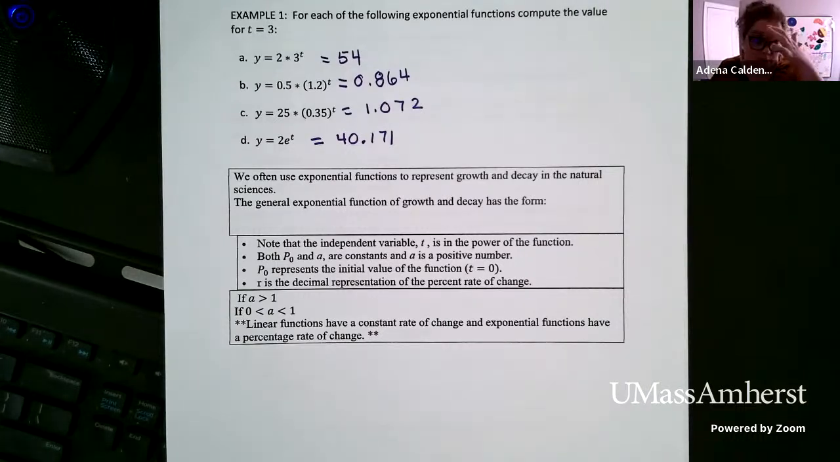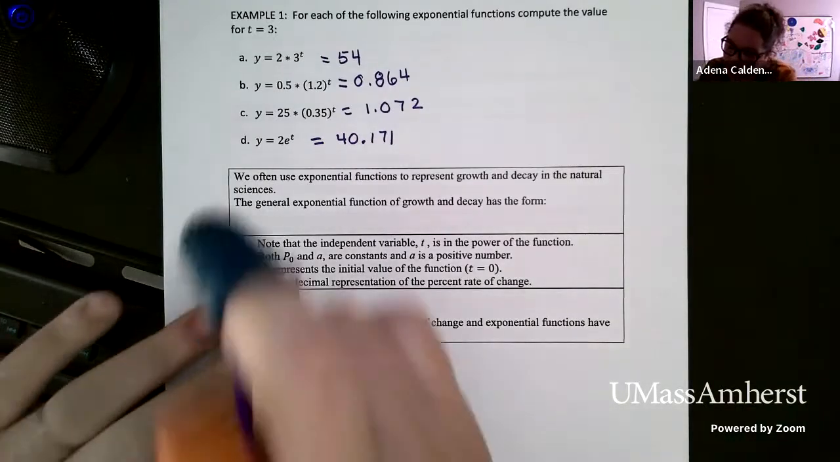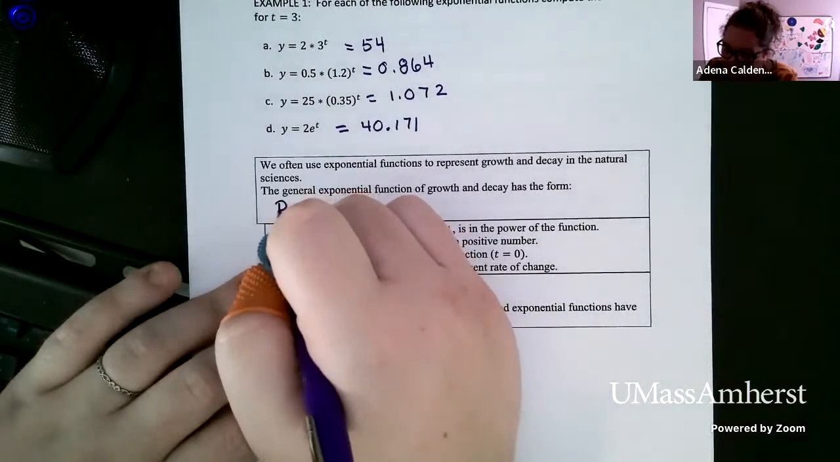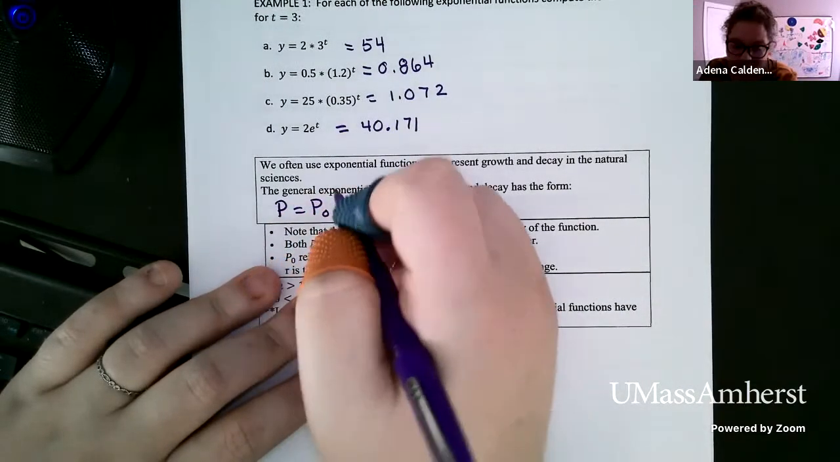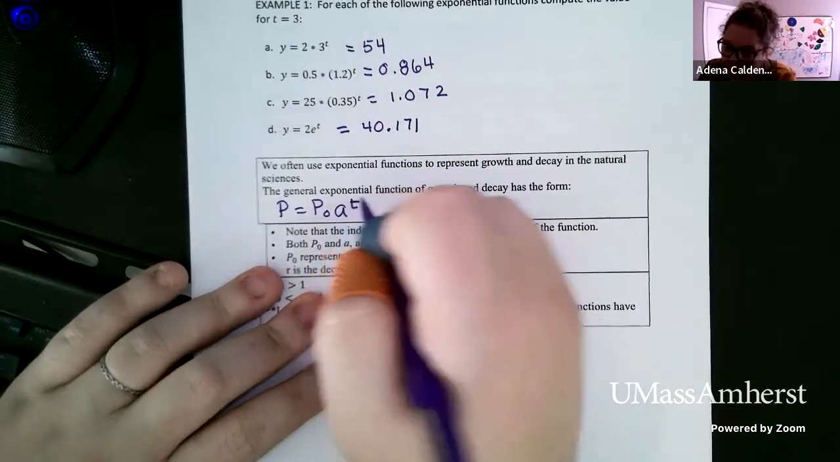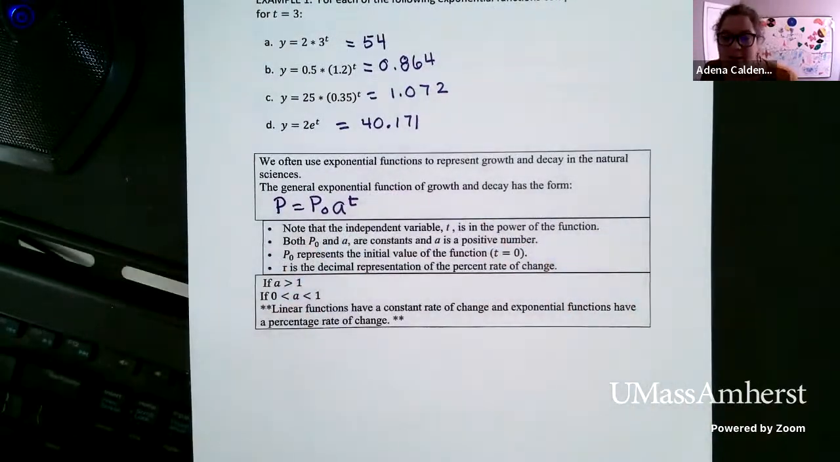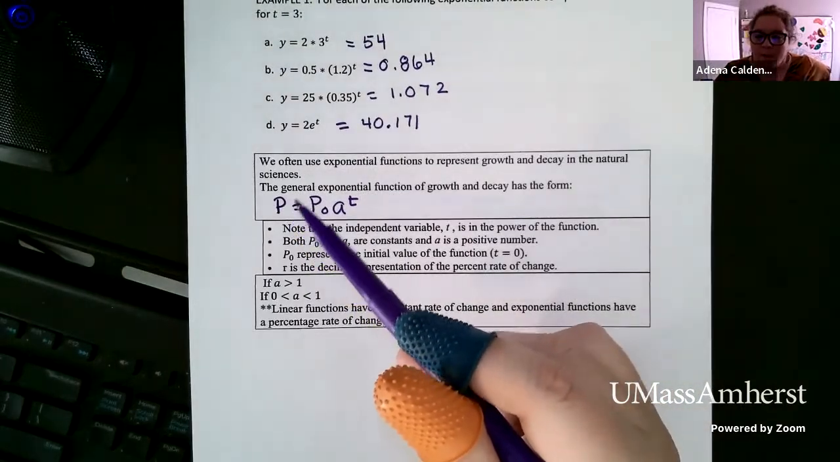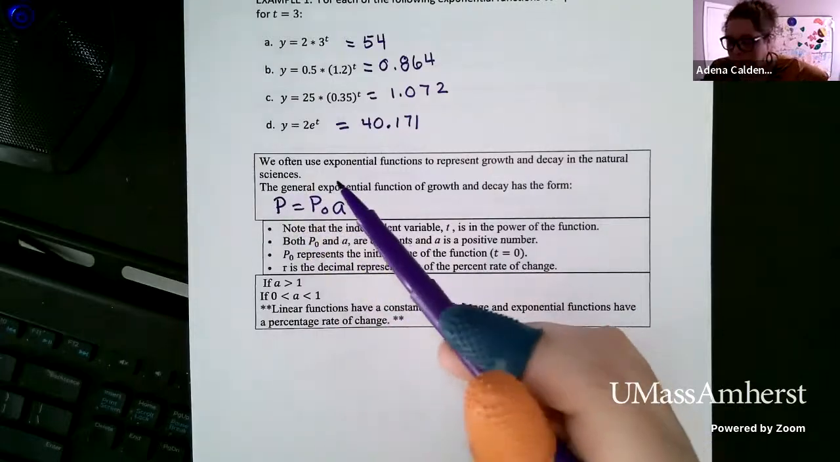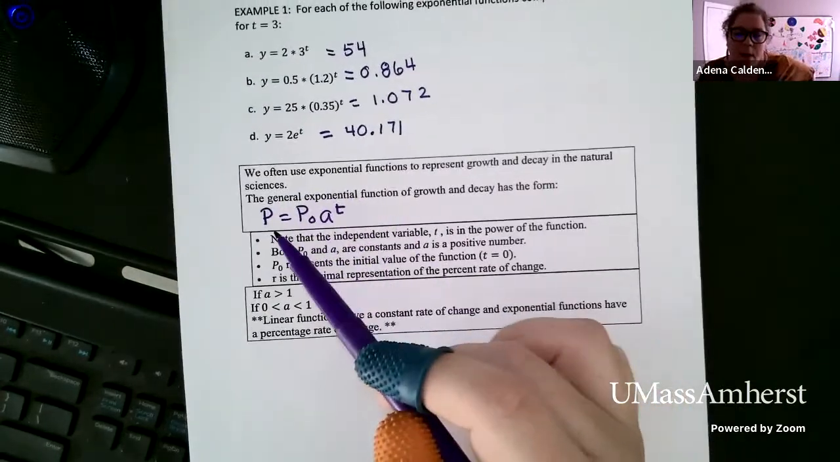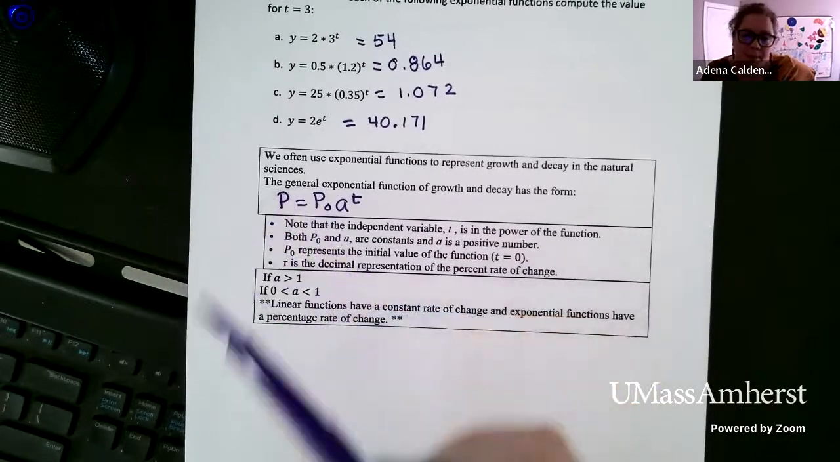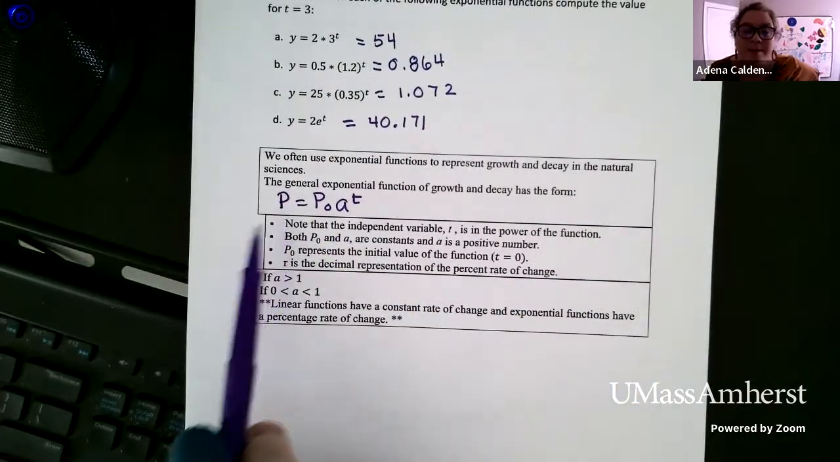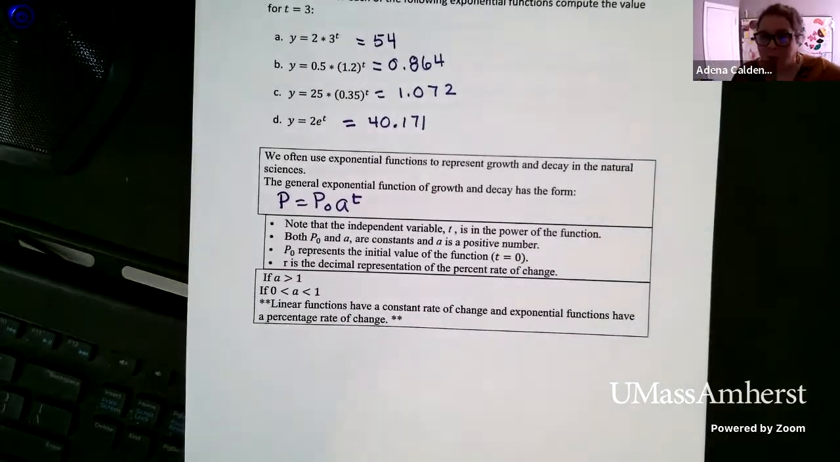When we think about the general expression for growth and decay, we are commonly going to see it written like this, which is slightly different than the y equals. I'll come back to that in a second. As I mentioned with the economics, we don't tend to use P for profit because we use P for population. In this exponential scenario, this is probably modeling some sort of population. So P is a common dependent variable you will see when we're talking about exponential functions.